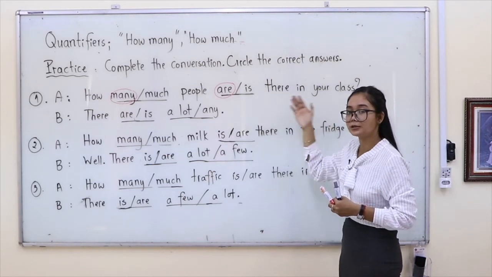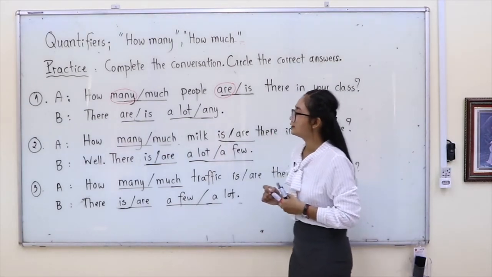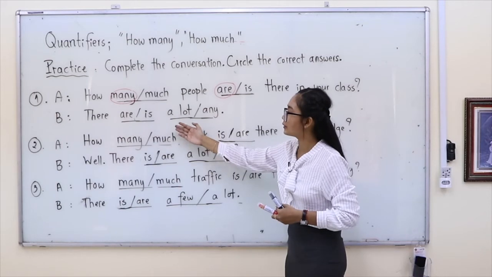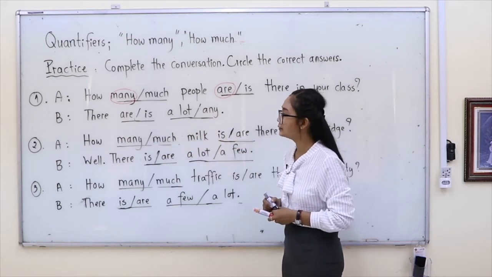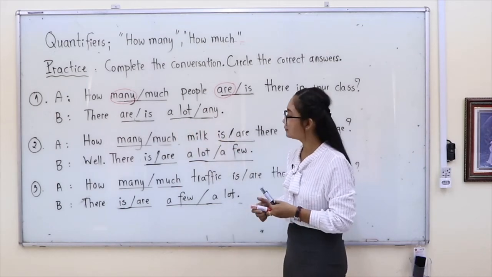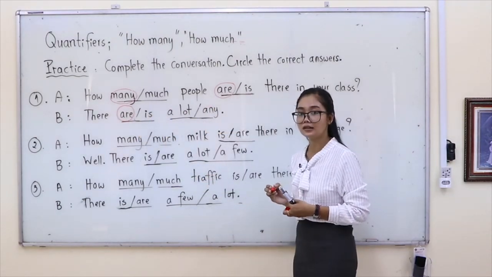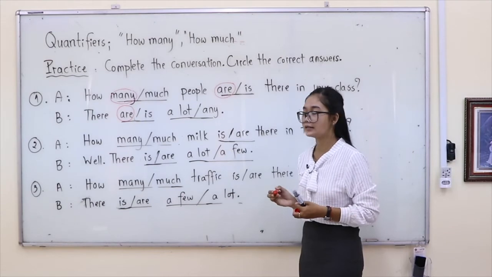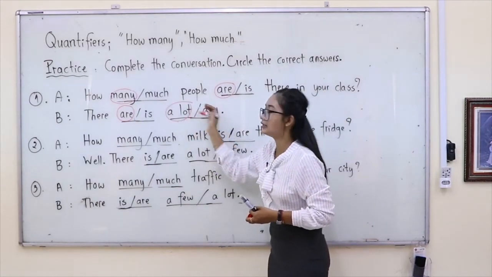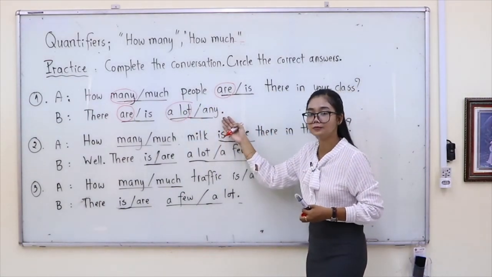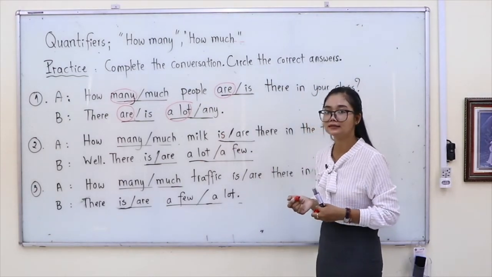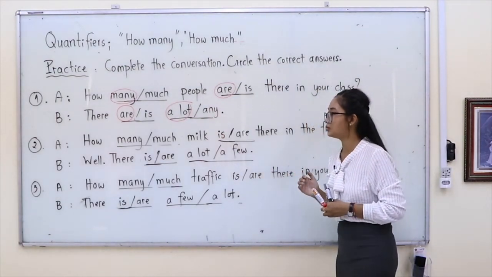All right, now let's go to the answer. There are or is, a lot or any? We use there are. Very good. So there are a lot or any. The answer is a lot. You cannot use any in positive form. So there are a lot. Now let's go to number 2.